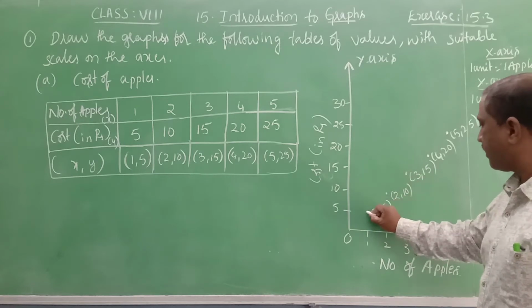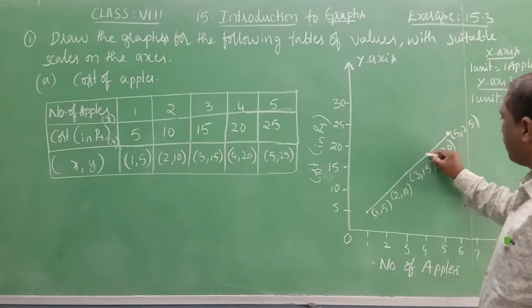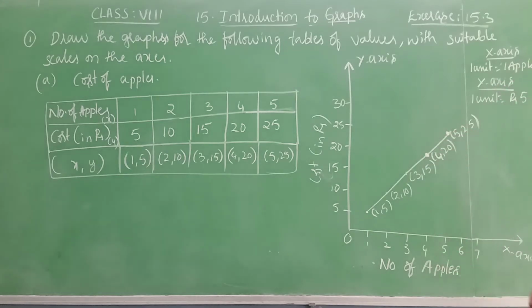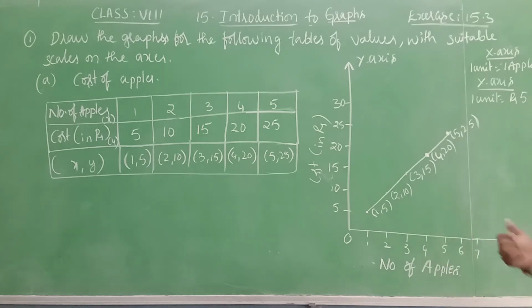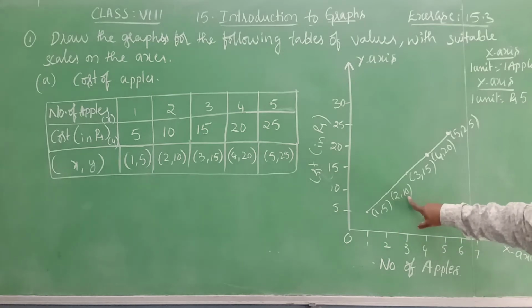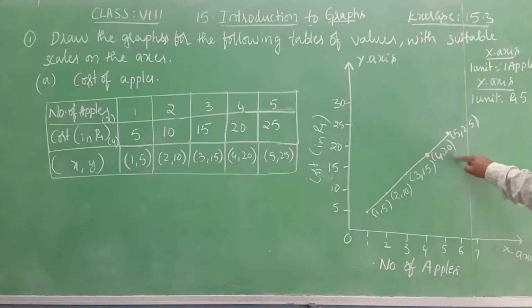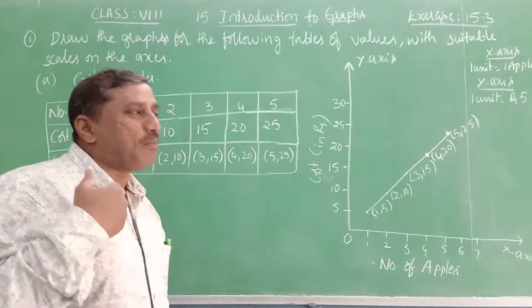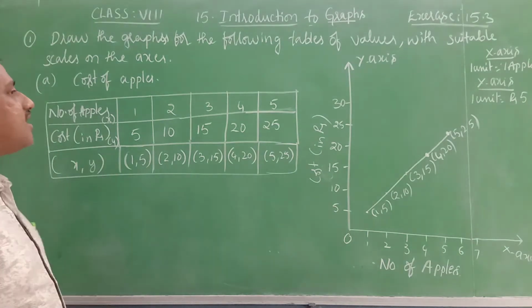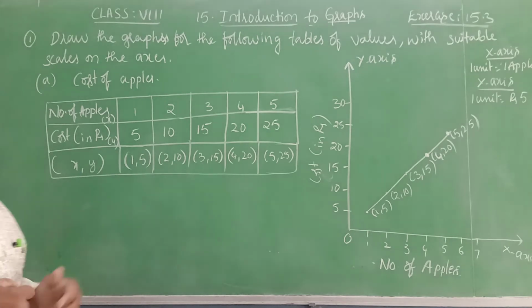Now if you join these points, you will get a straight line, like this. So this will give you the graph of the cost of apples: 1 apple costs 5 rupees, 2 apples cost 10 rupees, 3 apples 15 rupees, 4 apples 20 rupees and 5 apples 25 rupees. What we have to do here is choose the proper scale to represent these values on the graph. Like this we can represent the given data in the form of a table.